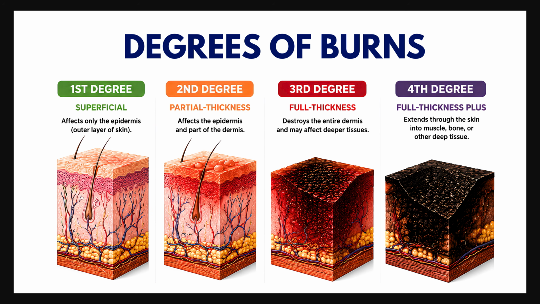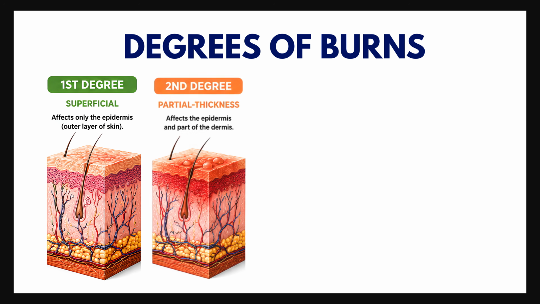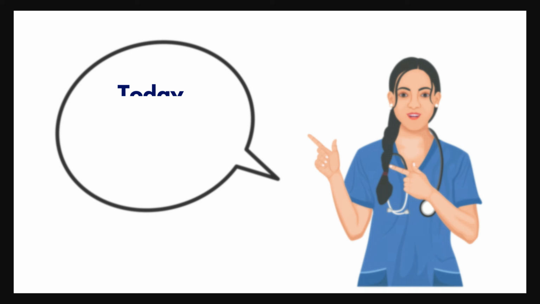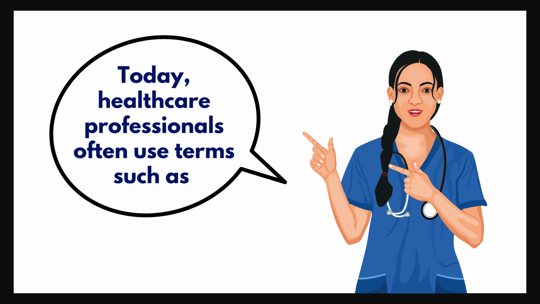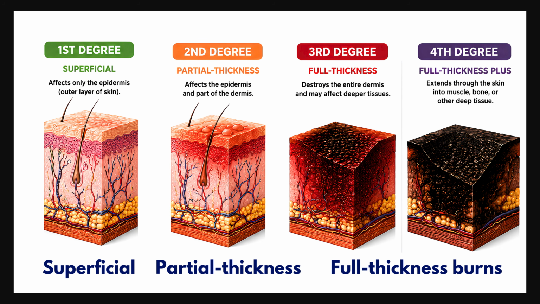And that brings us to the degrees or depths of burns. Traditionally, burns have been described as first degree, second degree, third degree, and fourth degree burns. Today, healthcare professionals often use terms such as superficial, partial thickness, and full thickness burns. Because these terms describe the actual depth of tissue injury more accurately, let's take them one by one.